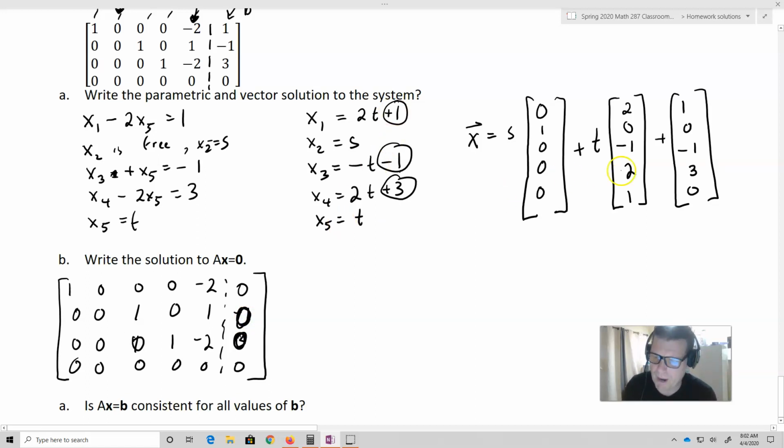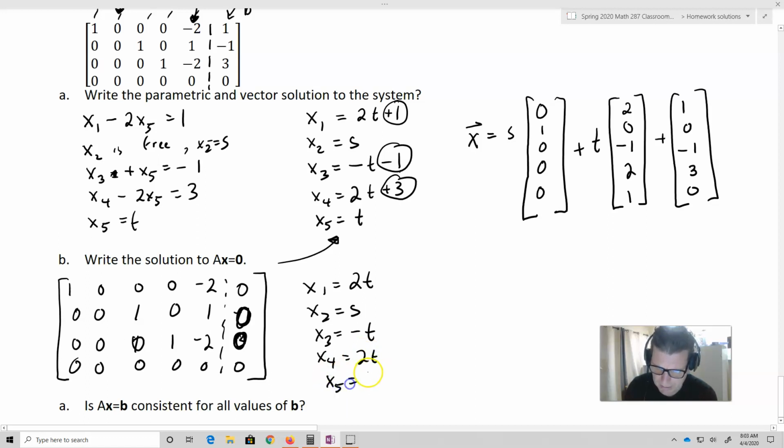What that means is that we're actually going to end up with this exact same solution. You can kind of check it out. You're going to end up with your parametric solution. x1 is just going to be 2t. x2 will just be an s, right? It'll be free still. No pivot there. x3 will just equal negative t. x4 will just equal 2t. And x5 will equal t.